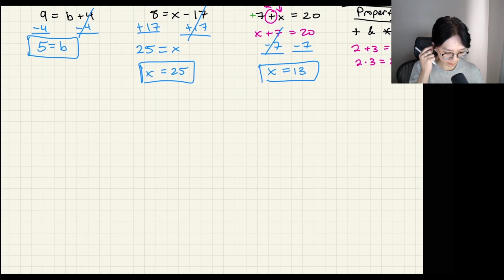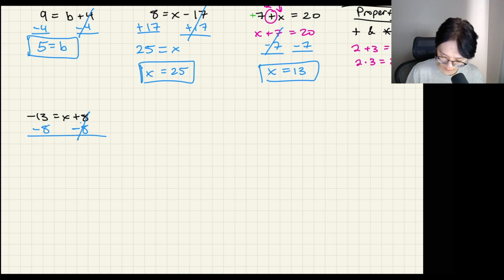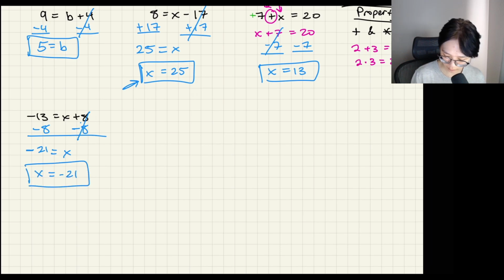Another example, a couple more examples of just addition, subtraction stuff. Let's do negative 13 equals x plus 8. You can see we have addition, so we want subtraction. So we will subtract 8 from both sides. Those cancel. Negative 13 minus 8. Same thing as negative 13 plus negative 8. Adding negatives, so it's going to be a negative answer. You just add them like normal. 13 plus 8, 21. And like I said, with the convention, x equals negative 21.